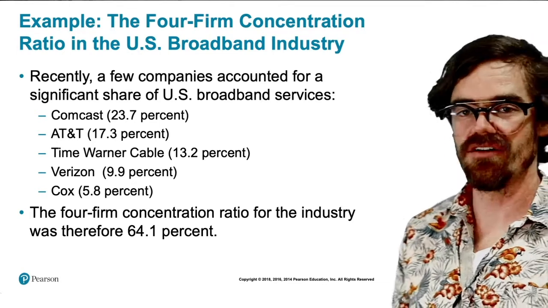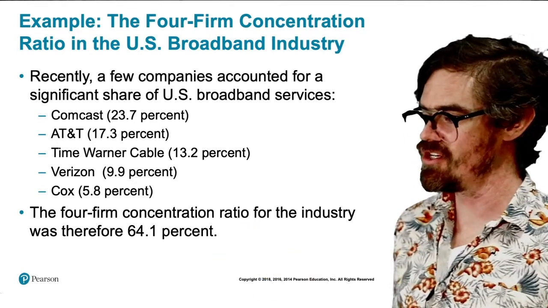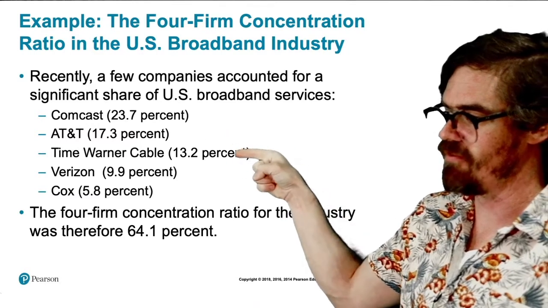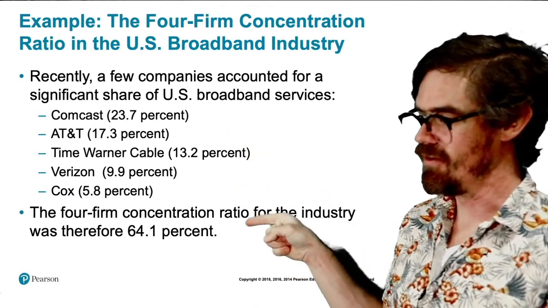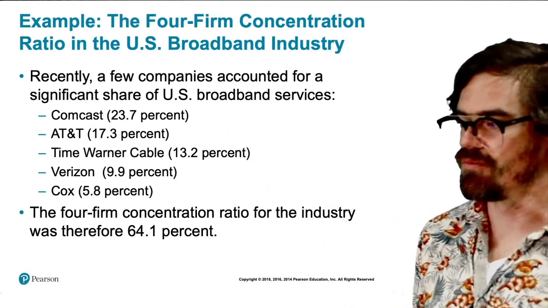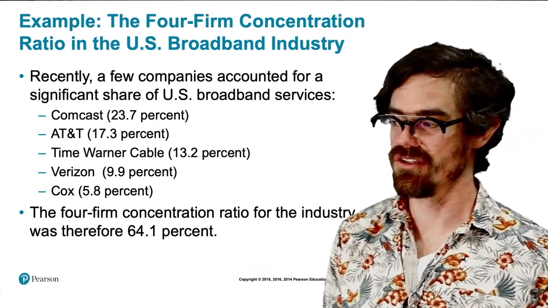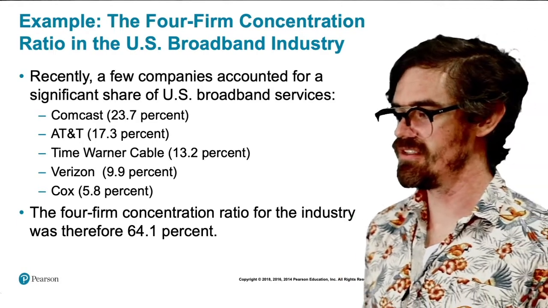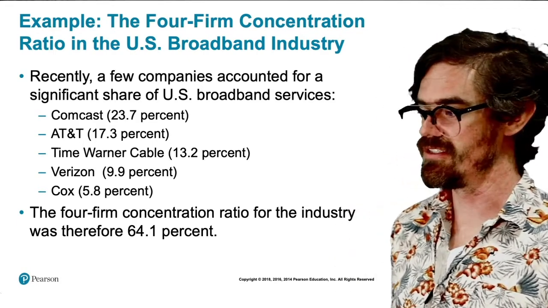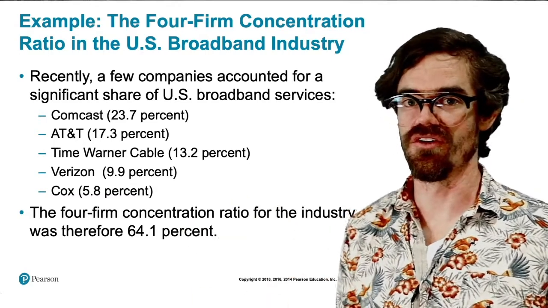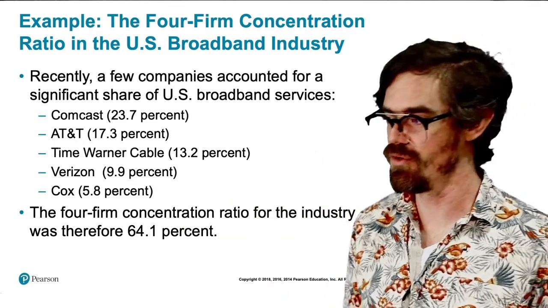But if we were to calculate the 4-firm concentration ratio for the industry, we would add up the percentages of the top 4, and that comes out to be 64.1%. So pretty high, not as high as it could be, but this industry is pretty concentrated. 64% of the entire industry's sales go to the top 4 firms.